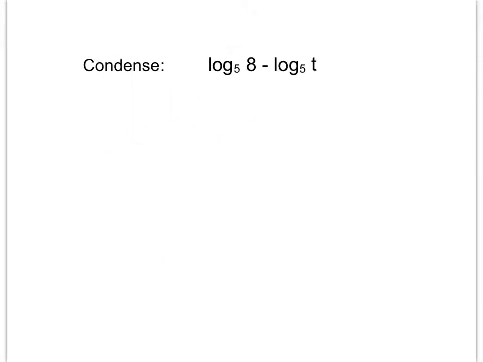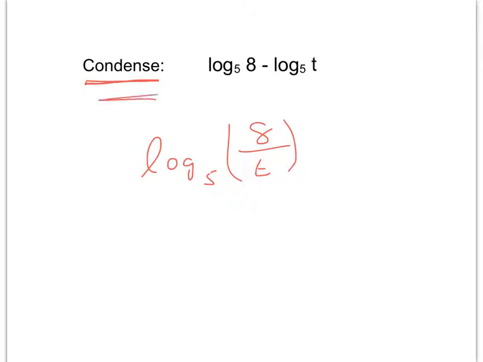Okay, now we're going to go the other way. We're going to do what's called condensing. We're going to take what is a difference of two logs with the same base, so I can use my quotient property to rewrite this as log base 5, and they must have the same base, of 8 over t. In other words, I went backwards. As opposed to making things bigger, I made them smaller. I condensed it.